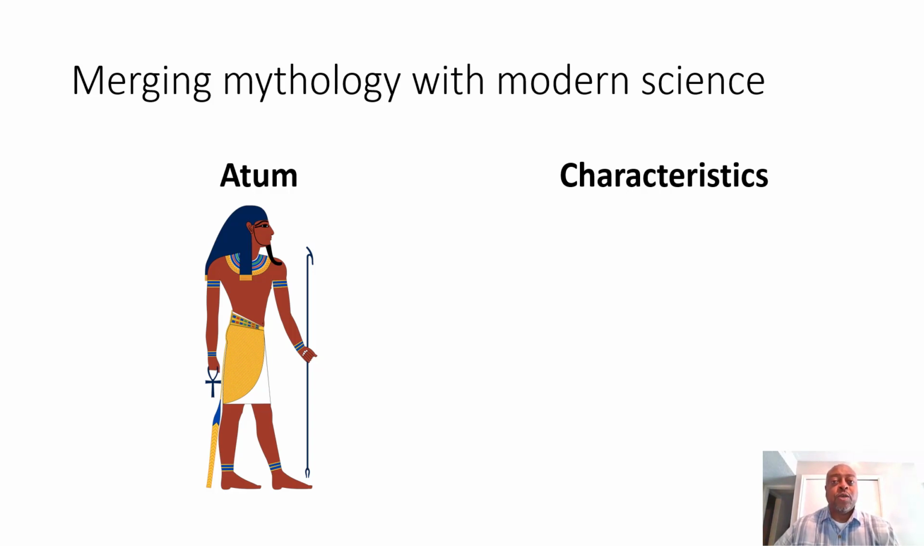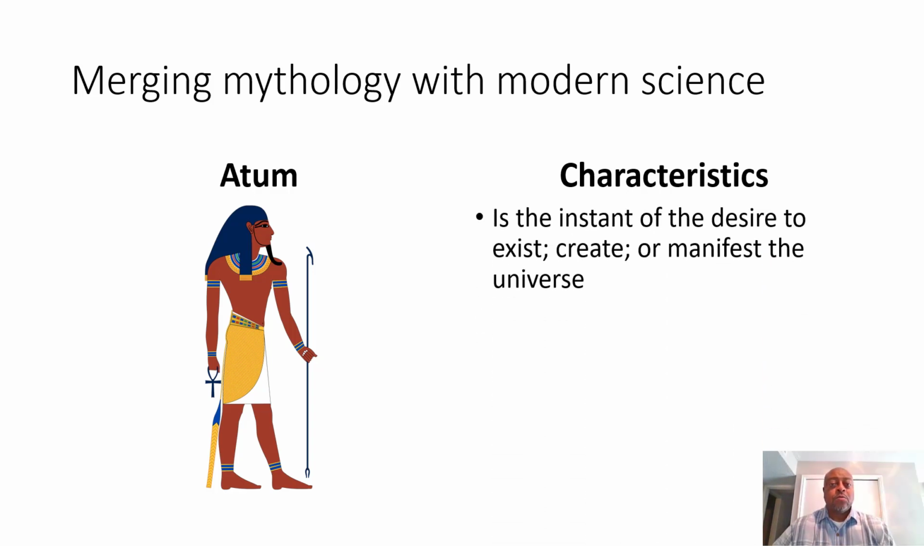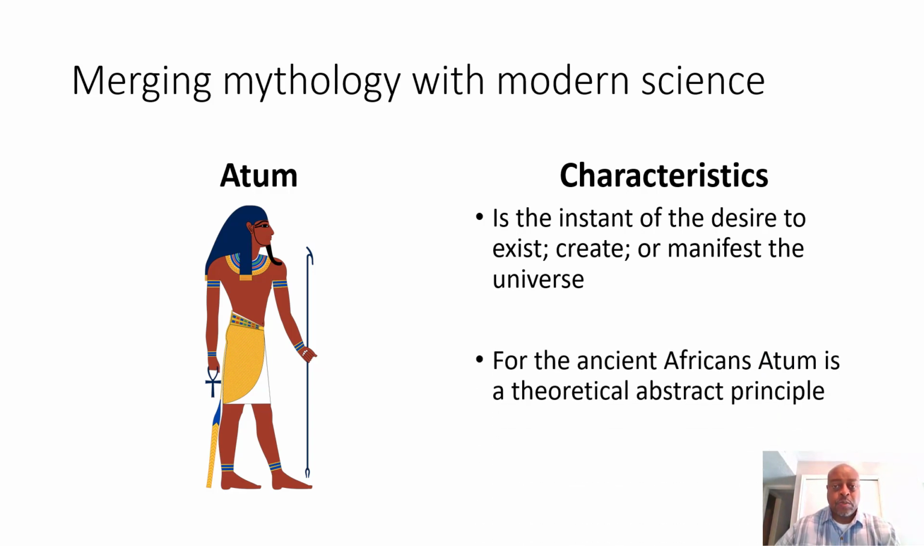Merging the mythology with modern science. So as a characteristic, Atum is the instant of desire to exist, create, or manifest in the universe. So it's actually, Atum is like a flash, okay? So Atum in the pantheon here as a function is just that instant when something said, I want to exist, basically. For the ancient Africans, Atum is a theoretical abstract principle. So it's not something concrete, it's just an idea.